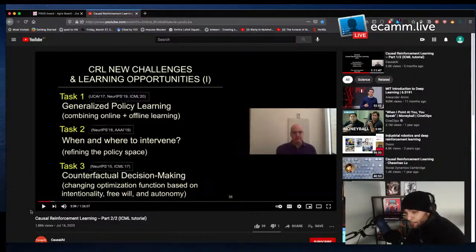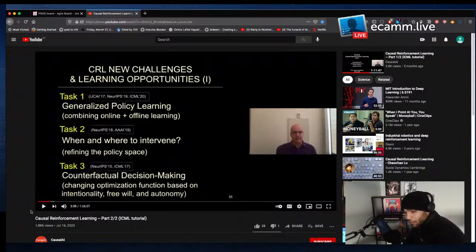2020 ICML, and so these are the three tasks that Elias is trying to apply causal reasoning to within the reinforcement learning space. And what's interesting is that task one and task two are clearly tasks where you could save some resources, right? Like train with less data. If actions eat up some kind of resource, then be more conservative with your actions.